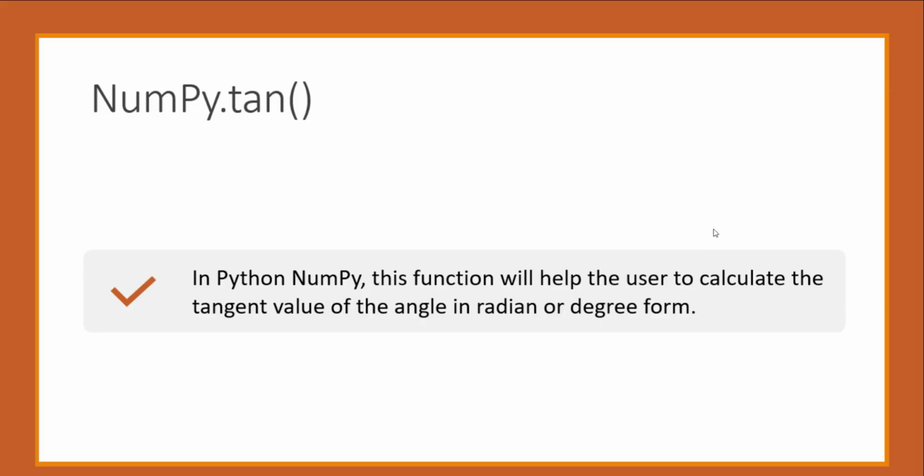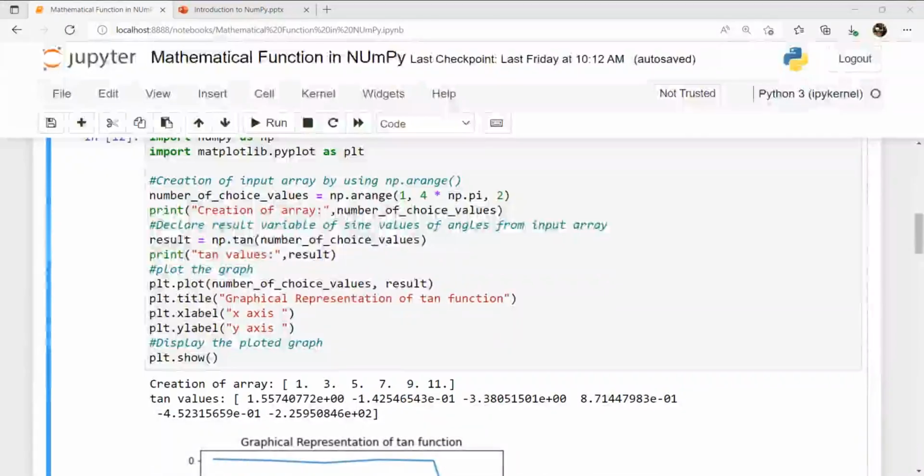Now let us see an example of how to use the numpy.tan function on a numpy array of values. In this example, we have created an input array by using the np.arange function and assigning the values. The numeric value starts from 1 and ends with 4 times np.pi, which means multiplication of 4 with the pi value, and the step value is 2. Now to find the tan of an input array of angles given in degrees, you can easily use the numpy.tan function. Within this function we have assigned the given input array as an argument. After displaying the tangent values, we will show the graphical representation of the tan values by using the plot function.